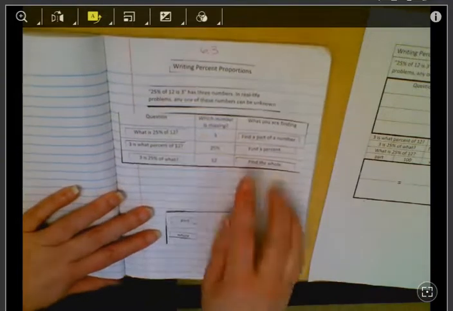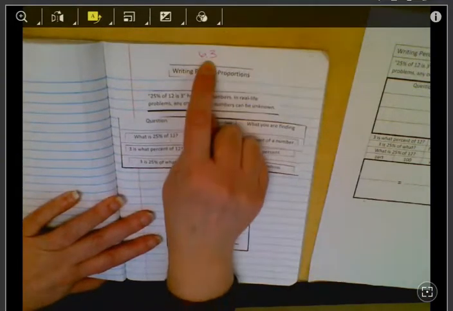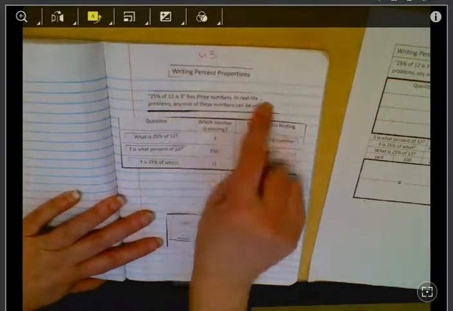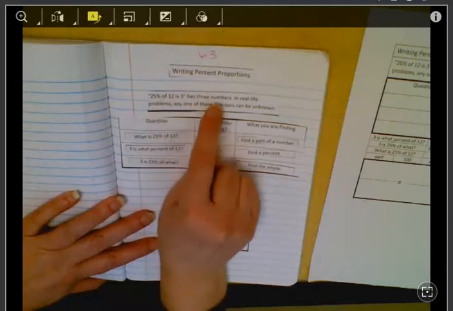So your book will end up looking like this. You'll end up having the percent proportion up there. I didn't cut my little 6.3 out, so I just wrote it in there. And then this is the problem that we're talking about. 25% of 12 is 3, has 3 numbers.